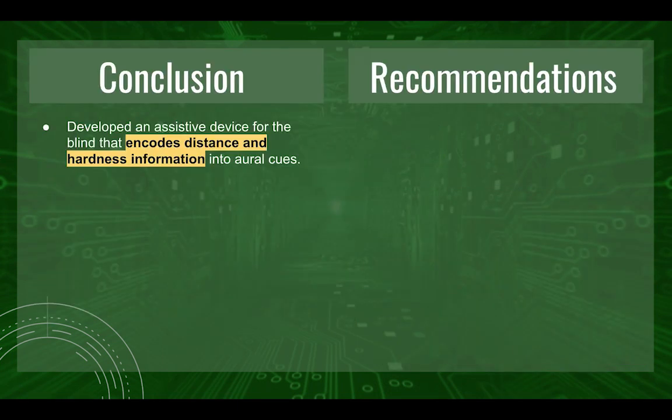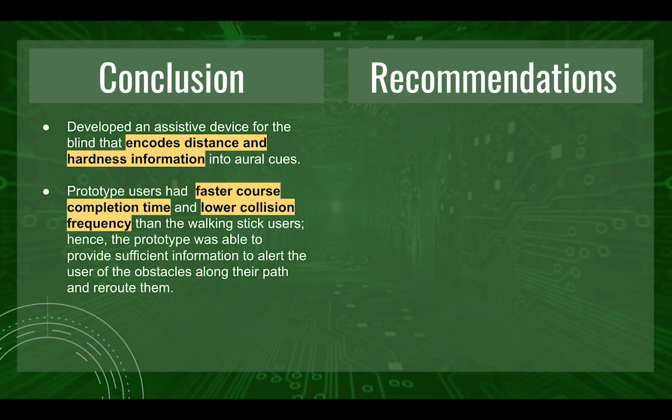To conclude, this research was conducted to design an ultrasonic space assistive device that would increase the degree of independence of the visually impaired. Based on the results from sensor characterization, there is a direct relationship between the hardness of a material and its wave amplitude. The participants underwent an indoor-outdoor course, and as we have seen from the results, the prototype users had a faster course completion time and lower collision frequency as compared to the walking stick users.